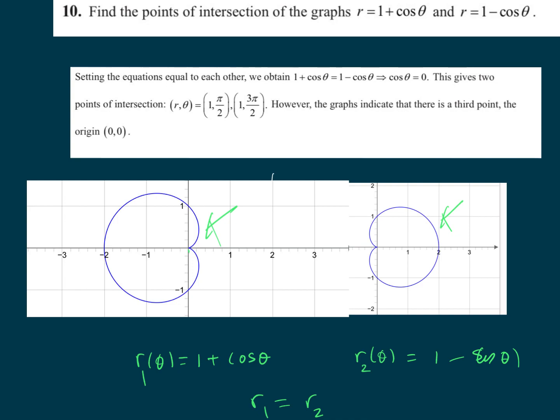This is not a point of intersection because this is the R equals 0 and this is the theta. So this theta occurs when theta equals 0 here, but this theta occurs when theta equals pi. So it's not a point of intersection. Okay, this is the lesson. I hope you can enjoy this lesson.